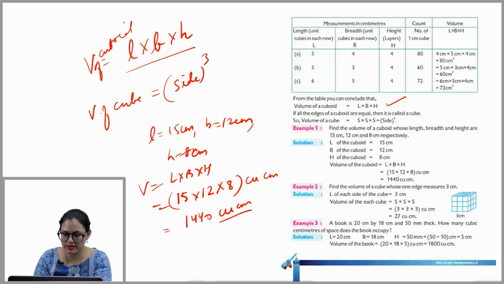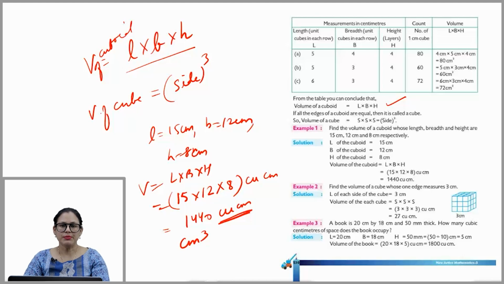Centimeter. You can write this as cubic centimeter or centimeter cube, right? Example 2: Find the volume of a cube whose one edge measures 3 centimeter. Here you have to find the volume of a cube, so you will apply this formula: volume of a cube is side into side into side. So you will multiply three times.